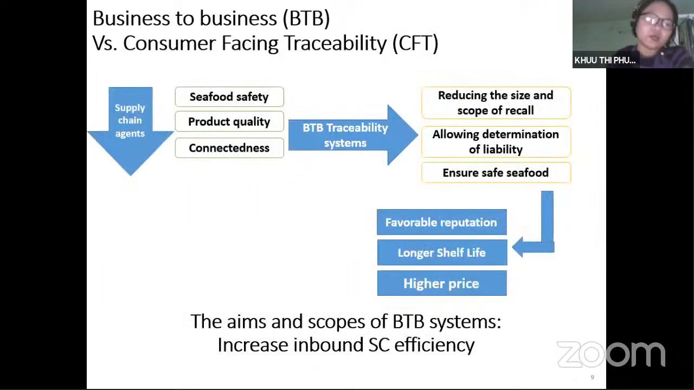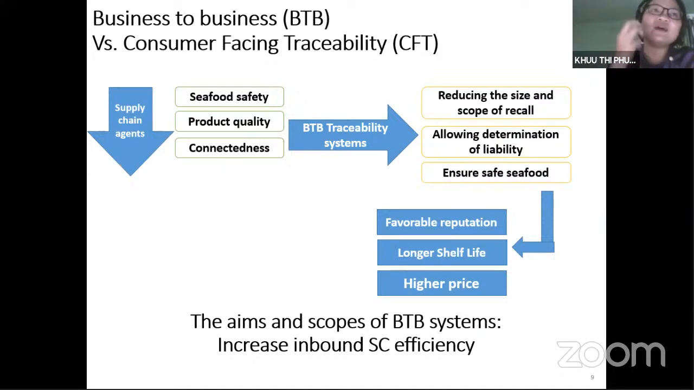Okay. Here is B2B and the aim and scope of the B2B system. As I mentioned, the main aim and scope of the B2B system is to increase inbound supply chain efficiency. Sure, because first of all, I think you should think about what the processors or producers are thinking about.